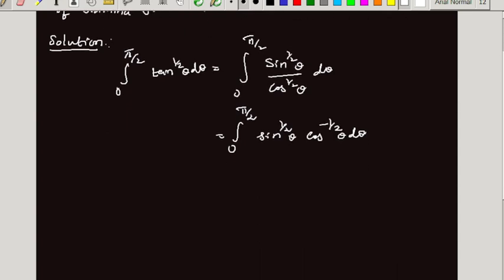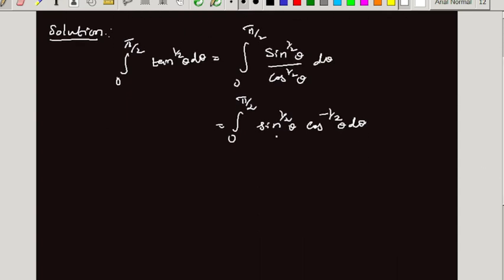So here this one is nothing but we can write it as 1 by 2 of beta of m comma n. So here integration 0 to pi by 2 is there. This is the form of sine and cos. So here the sine power we can write as 2m minus 1 equal to 1 by 2, and the cos power we can write as 2n minus 1 equal to minus 1 by 2.